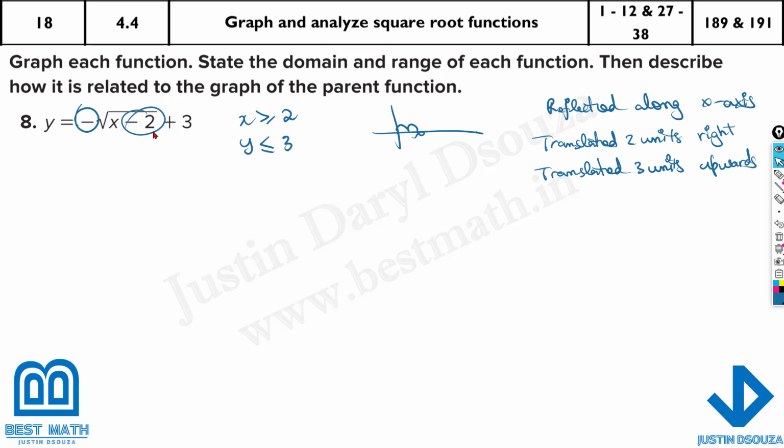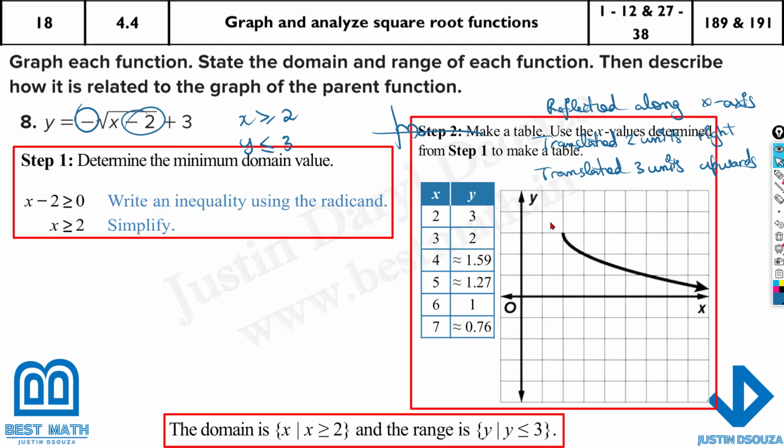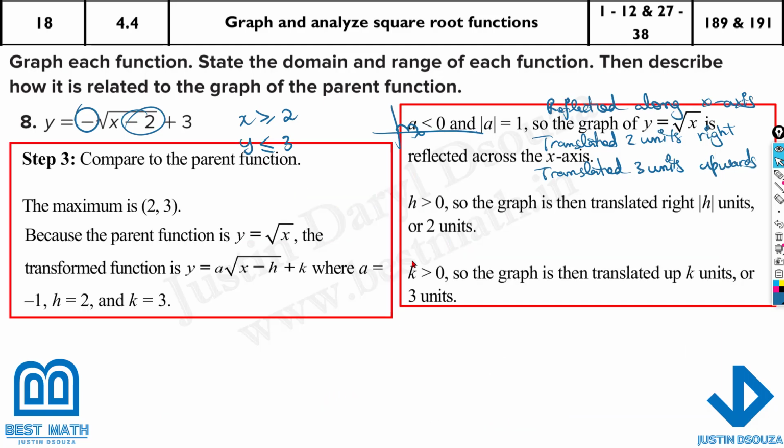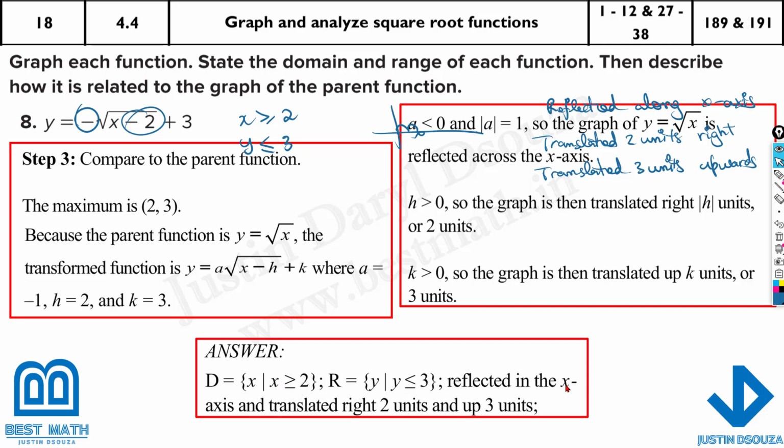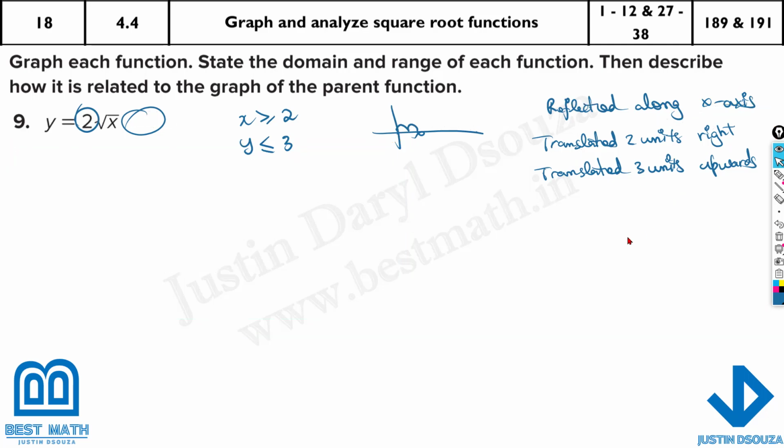You know the domain and range. The graph can be easily figured out in the calculator. So the domain is greater than or equal to 2, and the range is less than or equal to 3. And look at this: it's reflected along the x-axis, translated 2 units right, and up, or upwards. That's how we figure it out.